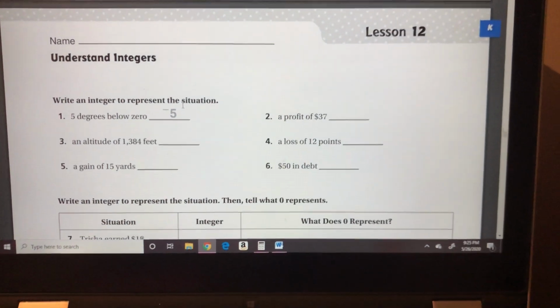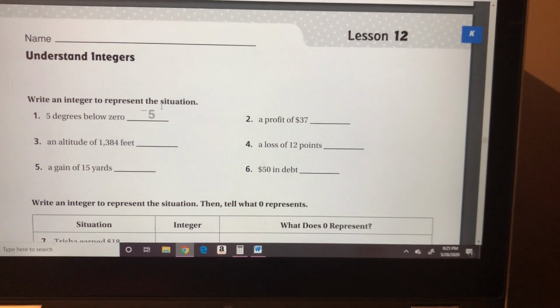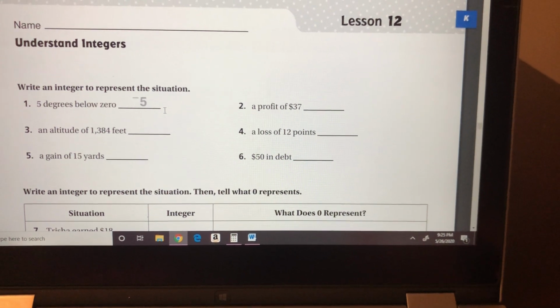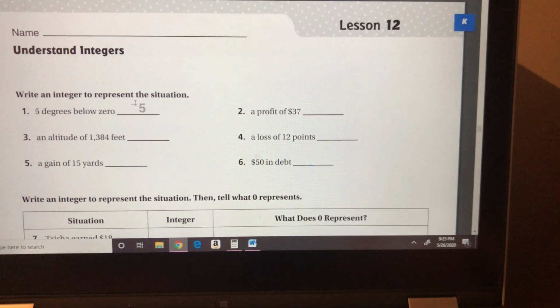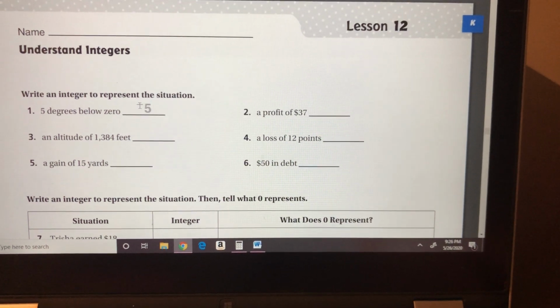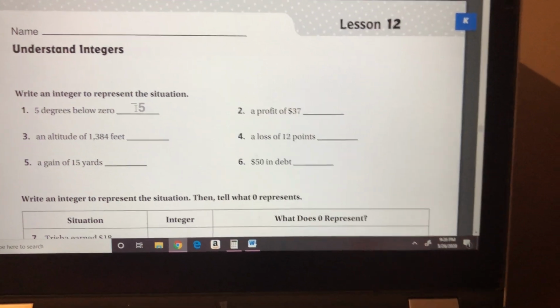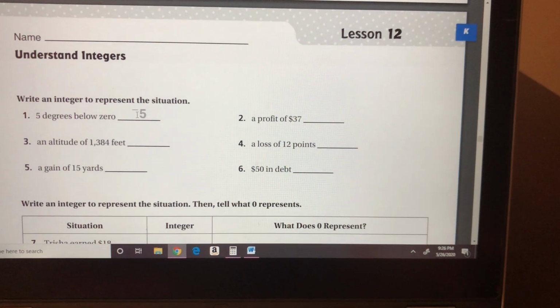Boys and girls, we're going to be going over lesson 12, understand integers. Integers is just another way of saying numbers, okay? It includes negative and positive numbers, which is why you see here in number 1 the little negative symbol in front of the number 5. Now this lesson is pretty self-explanatory. There isn't any computation yet.